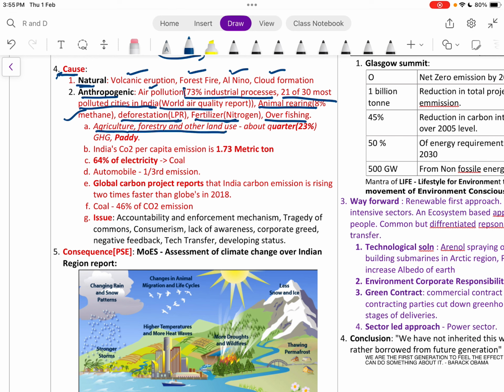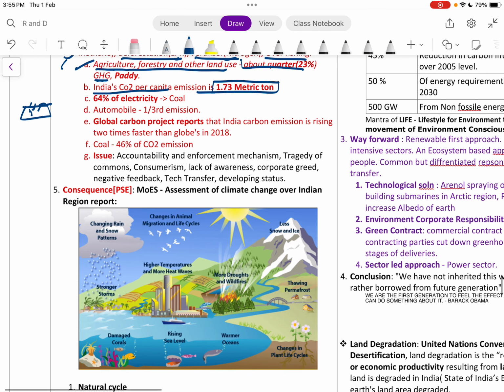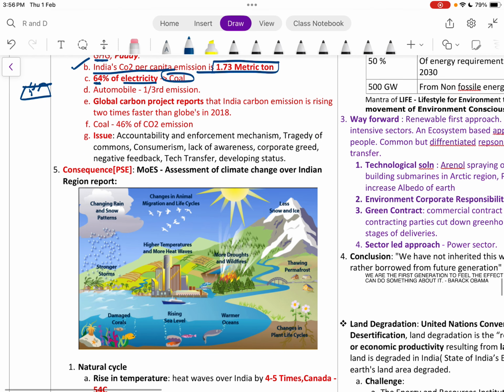Agriculture, forestry and other land use produce about a quarter, almost 23%, of greenhouse gases, paddy especially because of the flooding of the entire field with water. India's CO2 per capita emission is 1.73 metric tons, which is below the global average, but still high. 64% of the electricity produced in India is through coal.